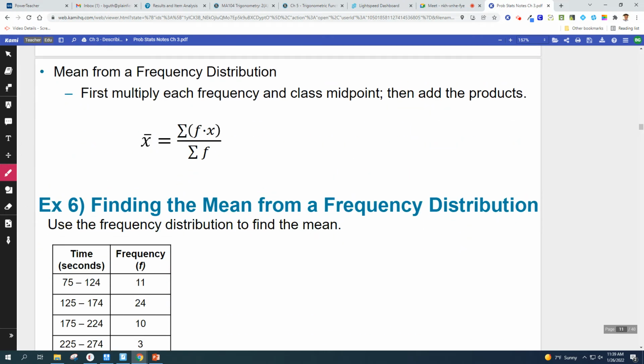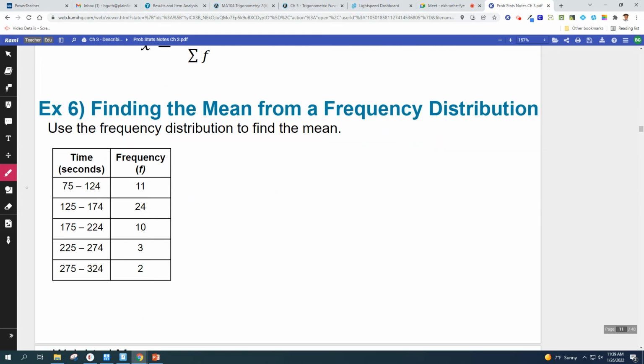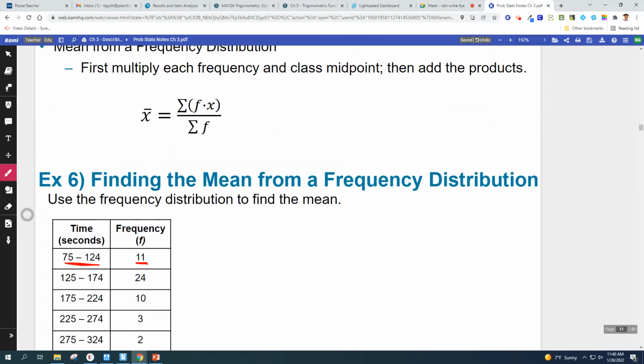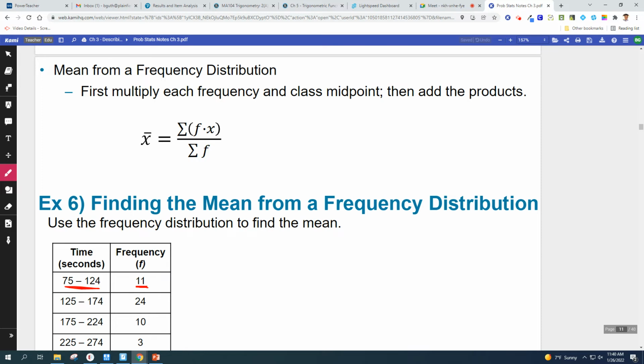All right, now this is probably the hardest thing that we've done so far, finding the mean from a frequency distribution. Remember, we had this example in chapter 2, I believe. It was talking about serving times at McDonald's. But if you've got a list of numbers, what this means is there's 11 numbers in between that range right there. I don't know what they are, but there are 11 numbers between 75 and 124. So we look at this equation for finding the mean from a frequency distribution, and that's difficult.